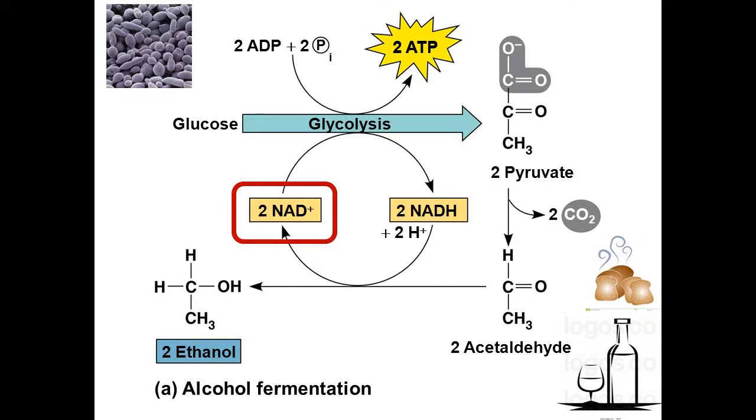Pyruvic acid is then converted into acetaldehyde, which releases carbon dioxide. The acetaldehyde is then converted into ethanol, while nicotinamide adenine dinucleotide changes from its reduced form back into the oxidized form. The second step is the anaerobic process, or anaerobic fermentation.